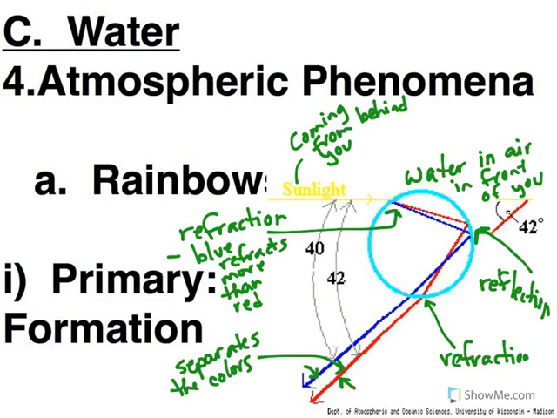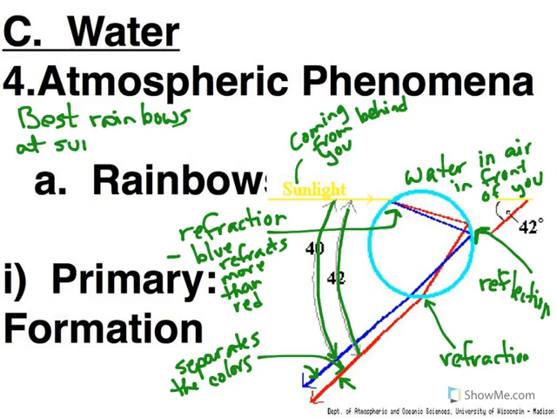The angle from where the sunlight goes in to where the violet light comes out is 40 degrees. And from sunlight to red light is 42 degrees. That's always going to be the same. This is why the best rainbows are at sunrise or sunset. Because then the sun is low, and so the rainbow itself is going to be up high in the sky. The higher up the sun is, the lower your rainbow is going to be.